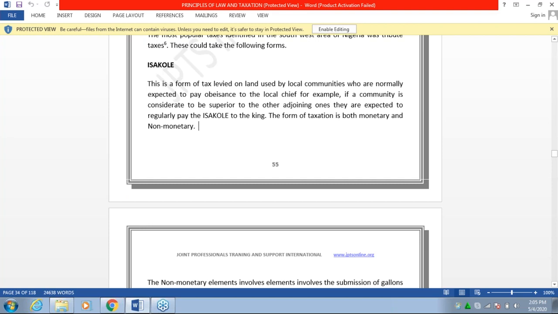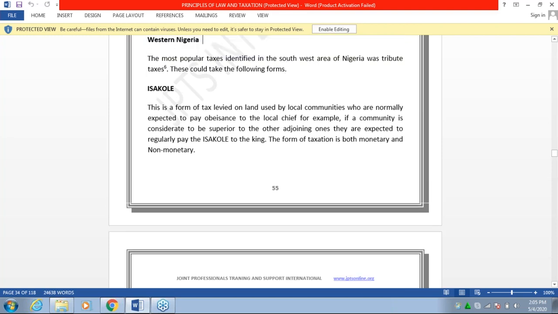Now we have Western Nigeria. When we are talking of the land of Western Nigeria, the most popular tax identified in the southwest area of Nigeria was the tribute tax, and it could be taken in the form of Isakole, as the Yoruba usually call it. What does that mean? Isakole is a form of tax that is levied on the land used by the local community, who are normally expected to pay to the local chief. For instance, if a community is considered superior to an adjoining one, the adjoining community is expected to regularly pay a kind of Isakole to the king.